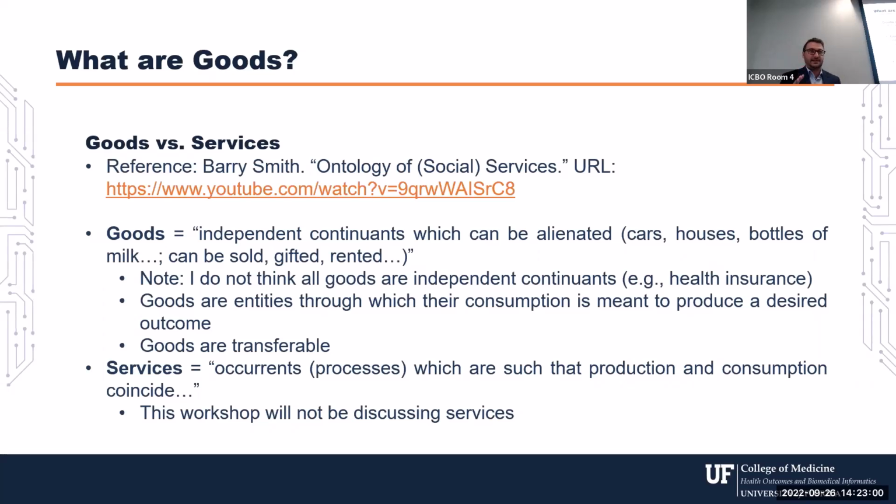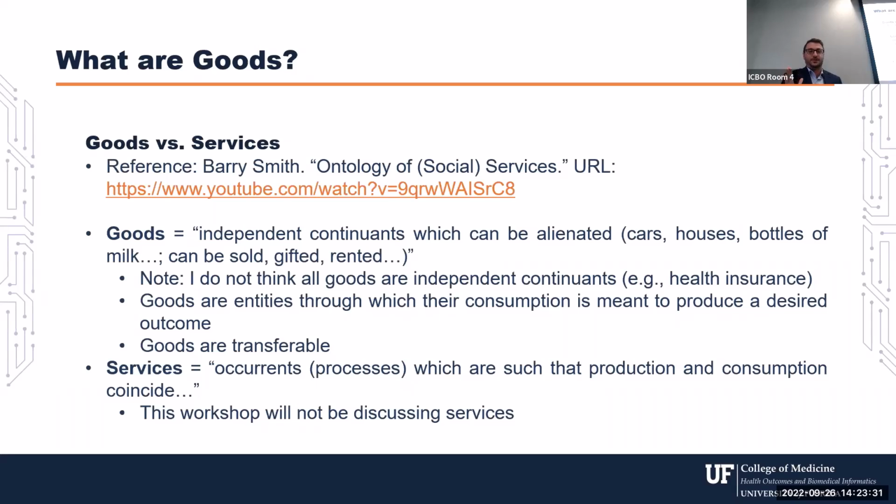I'm not going to dissect this definition too much here because it did seem to be a rather informal one and something that was still in development. But one thing I want to note, I'm not sure all goods are independent continuants. I do think that all goods are probably continuants, though. An example of a good that would not be an independent continuant is health insurance. Another example might be a data set, or a story or a song.